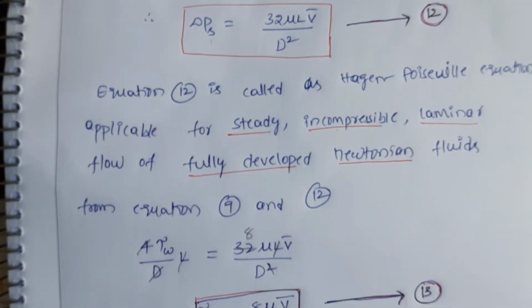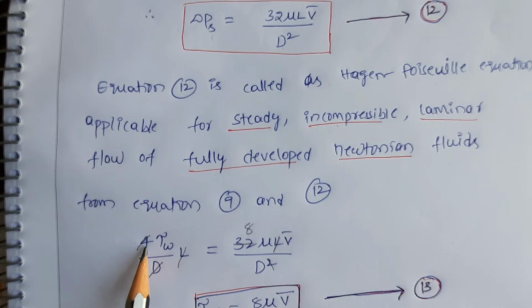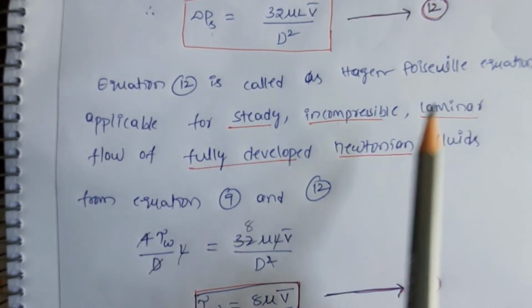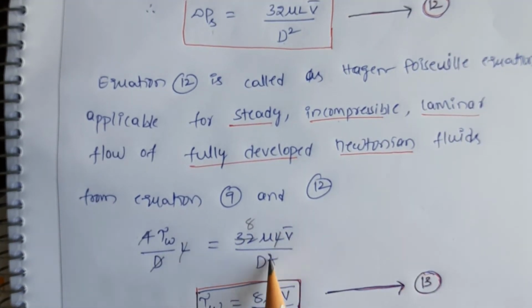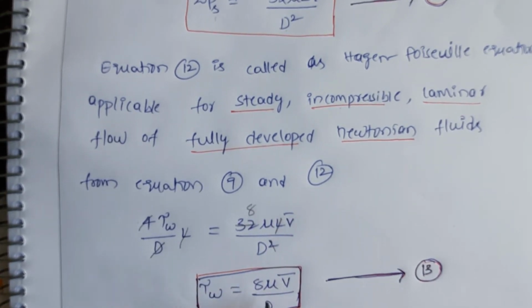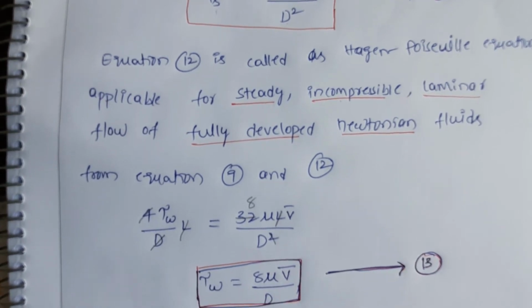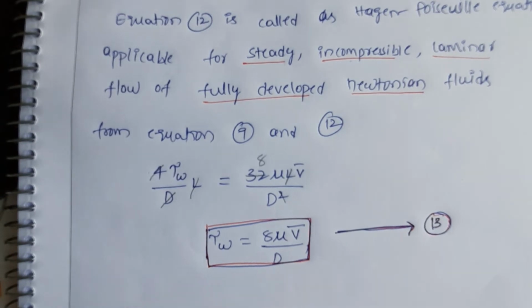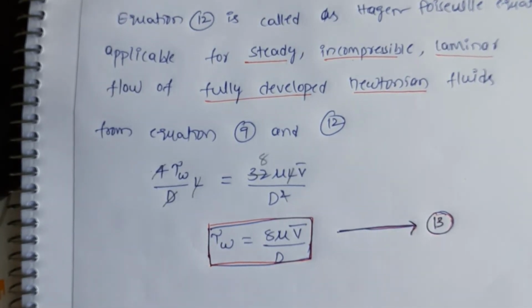Okay, so that is from equation number 9, delta Ps equal to 4 tau w by d into L equal to, from this equation number 12, delta Ps equal to 32 mu L v bar by d square, right? So by simplifying this one, we will get tau w equal to 8 mu v bar by d. Clear? Okay, this is the concept required for our problem solution. We will see the problem solution now.